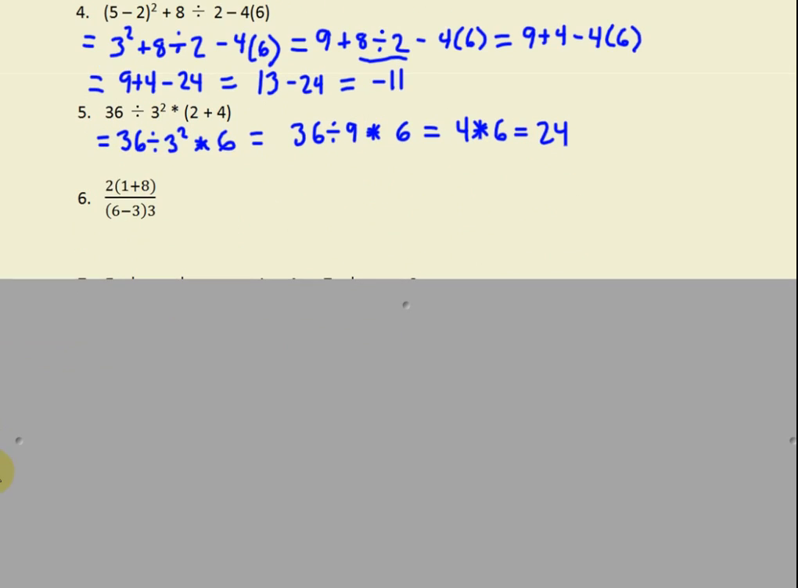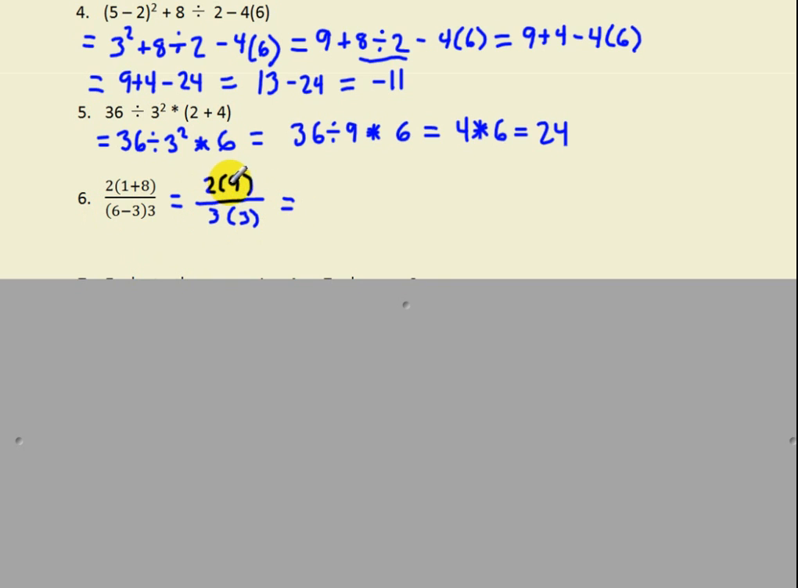Okay, number 6. So here we need to deal with, remember the fraction bar really is grouping, so we need to deal with the numerator separately, the denominator separately, and then look at simplifying. So within the numerator, we will apply the grouping first and add 1 plus 8. So this is equal to 2 times 9. We could do the denominator at the same time here. We have, again, a grouping here. So we take 6 minus 3 is equal to 3 times 3.